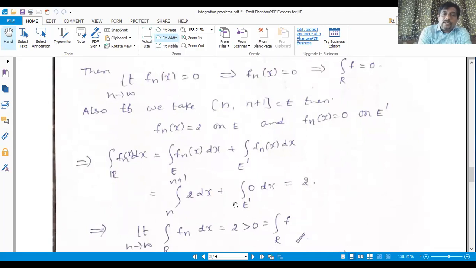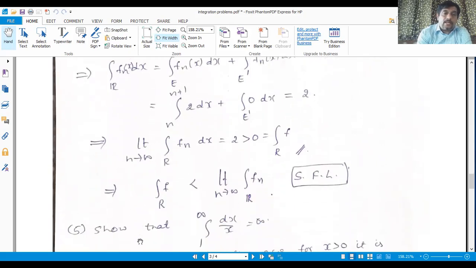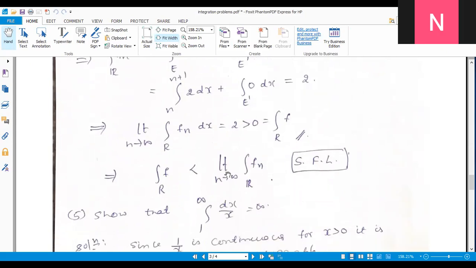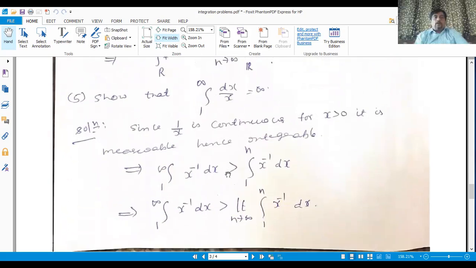Here the integral of f over R is equal to 0, but the limit as n tends to infinity of the integral of f_n over R has the value 2. Since 2 is greater than 0, the integral of f over R is less than the limit as n tends to infinity of the integral of f_n. This satisfies the strict inequality for Fatou's lemma. Now we move on to one more problem.